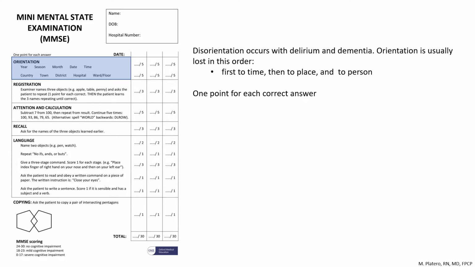This short lecture will guide you on how to administer this test. Let's start with orientation. Disorientation occurs with delirium and dementia. Orientation is usually lost in this order: first to time, then to place, and to person. In orientation, 1 point is given for each correct answer.